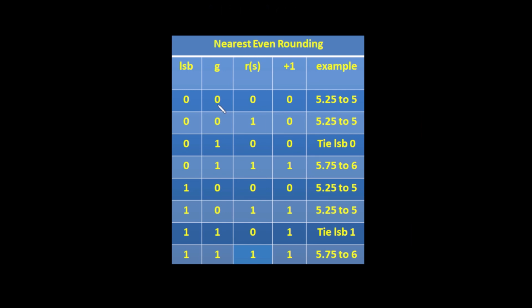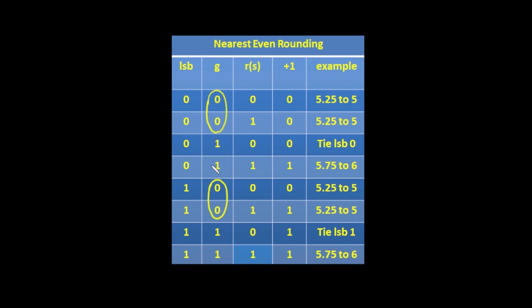So you can see that if the guard bit is a 0, then we're never going to have a number that's greater than halfway. It's always going to be less than the halfway. So in that case, we would be rounding the value down. So for example, 5.25 would be rounding down to 5. So that covers these four here. So I'll just note these. So this one here, and also these ones here. So those give the same results.